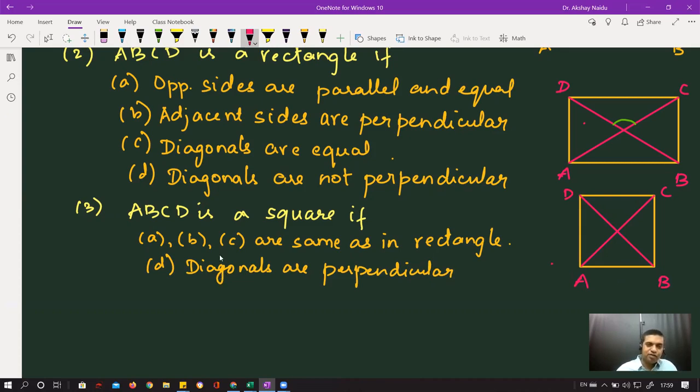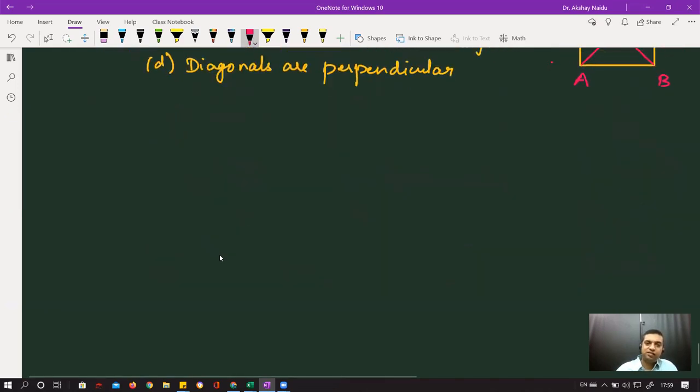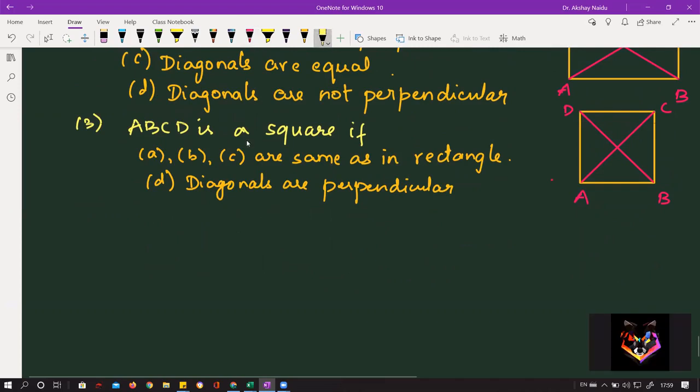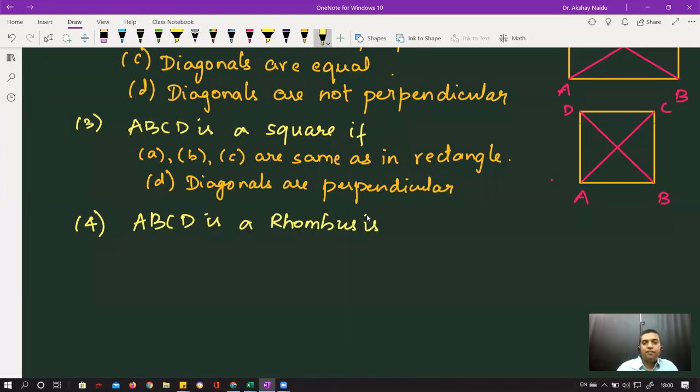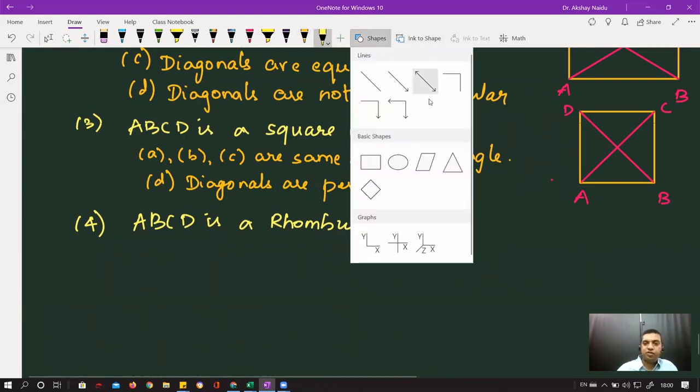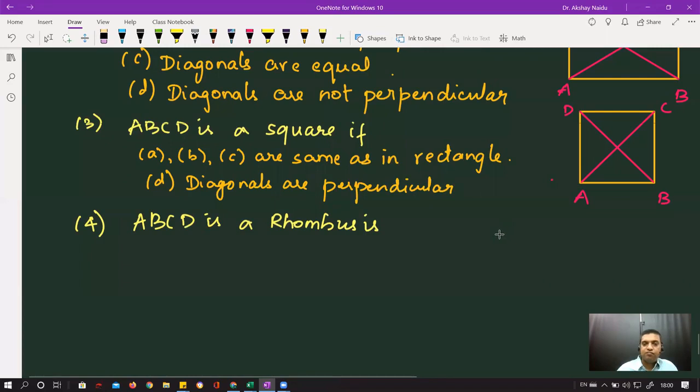Rhombus. Next. What is a rhombus? So it's just like a square except it's rotated and the diagonals, I think they're not perpendicular to each other. No, think about it clearly. ABCD is a rhombus. Let's say rhombus, I'll draw the shape. This is a rhombus. Now you tell me.